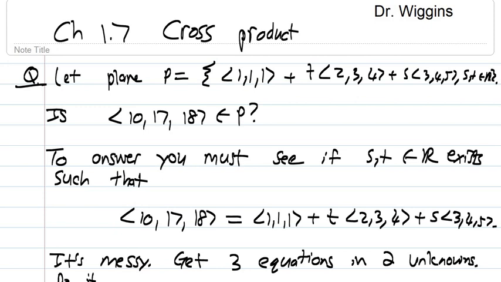Now, to answer this question, you've got to ask yourself the following question. Do there exist real numbers s and t that satisfy the following equation? For it to be in set P, the vector (10,17,18) must be of the form (1,1,1) plus t times (2,3,4) plus s times (3,4,5), where s and t are real numbers. If you simplify the right hand side, it becomes a 3D vector, and the left hand side is a 3D vector. And we know that two 3D vectors are equal if the first components agree, the second components agree, and the third components agree.